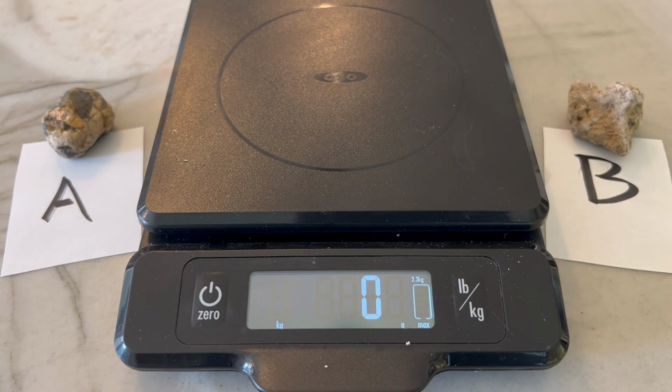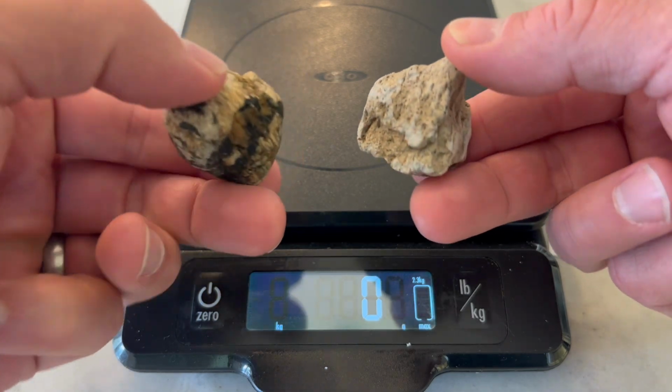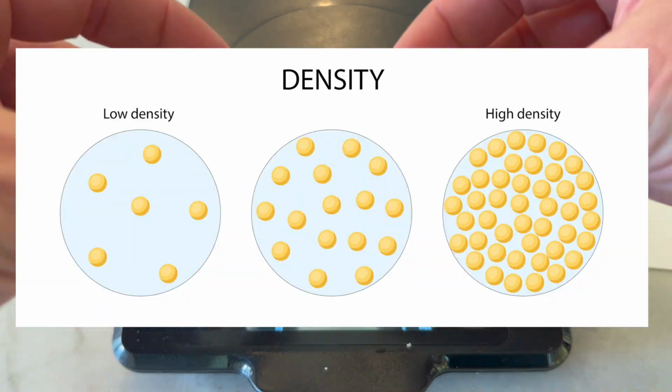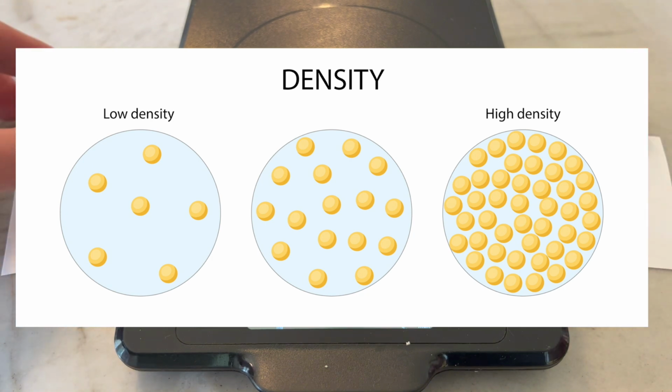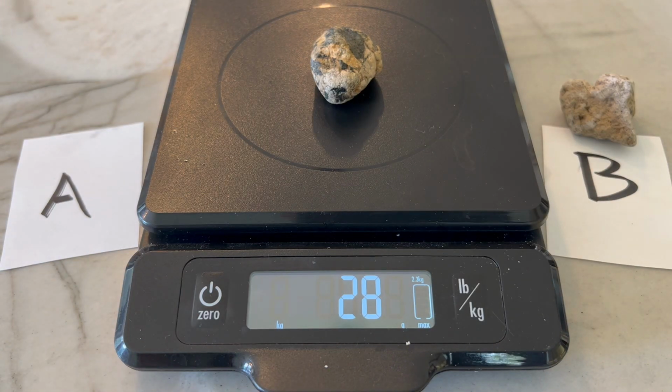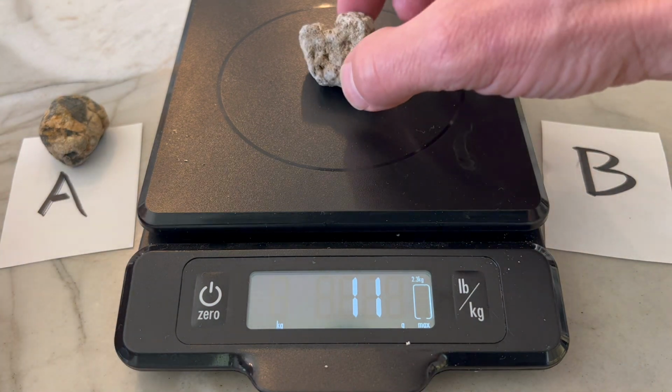But you still haven't answered why. Alright, here we go. Now take these two rocks. They're roughly the same size, but one is much heavier than the other. Because it is more dense, it has more atoms taking up the same space as the less dense rock. The first rock is 28 grams. The second rock, it's only 11 grams, even though they're the same size.